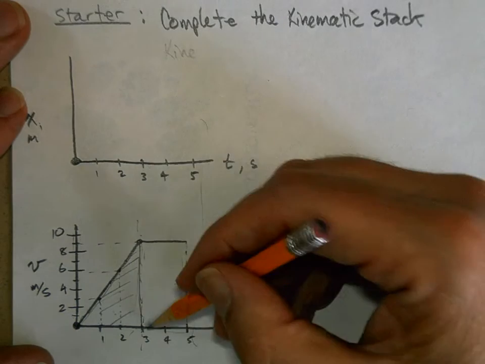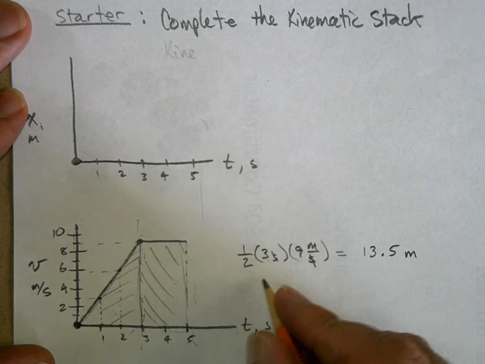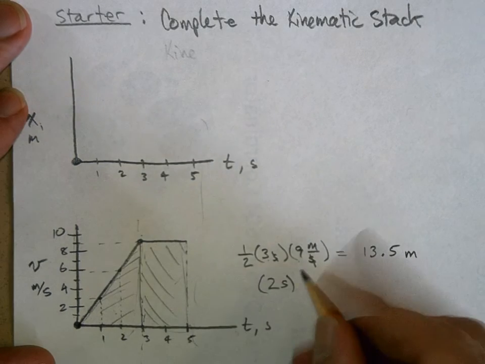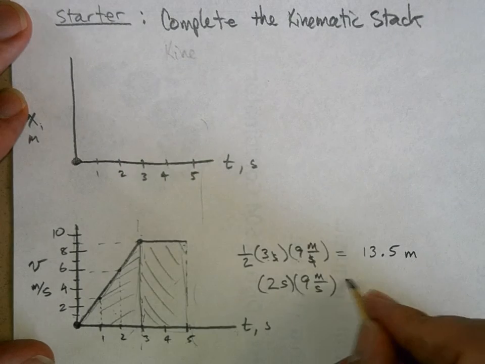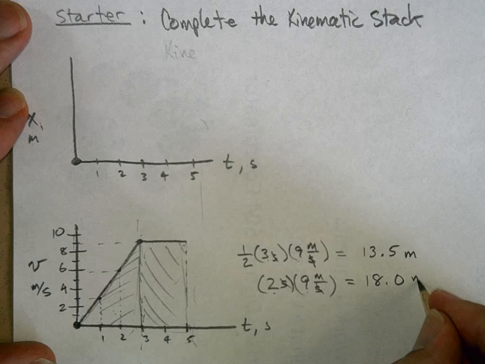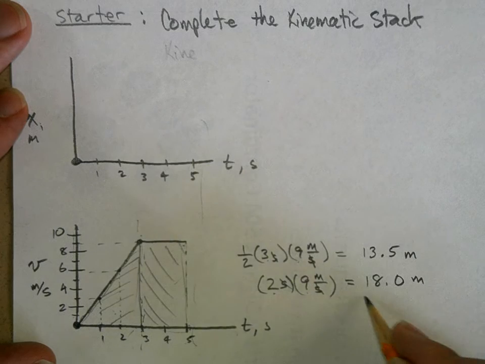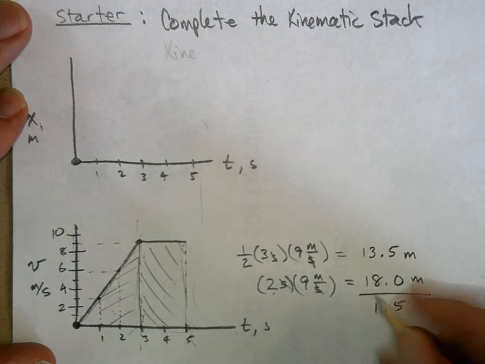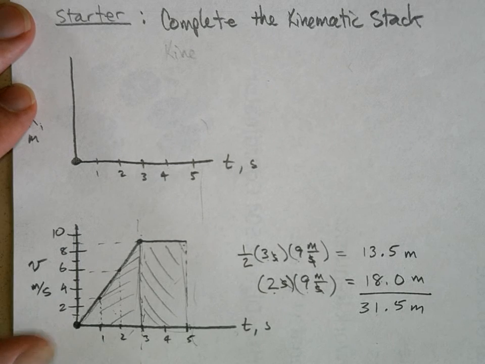Now what about the rectangle? Well, the area of a rectangle is just base times height. So the base is 2 seconds from here to here. And the height is 9 meters per second, again, from here up to here. 2 times 9 is 18. And again, the seconds cancels, leaving meters. So the total displacement is going to be 13.5 plus 18, so you get 31.5 meters. So that's my total displacement.